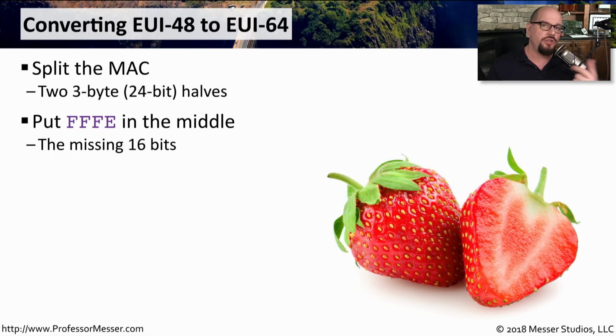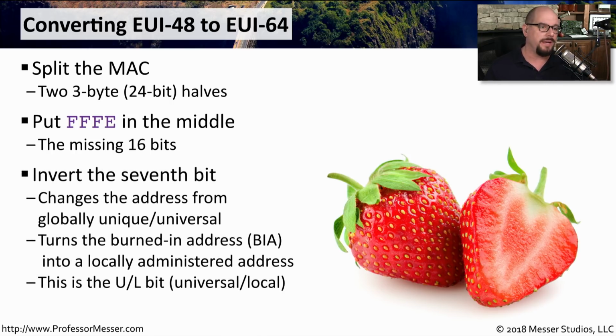Then we have to make a change to the original MAC address. There is the 7th bit that needs to be modified. This changes the address from being one that's a burned-in address to something that is a locally administered address. This is what we call the UL bit that changes it from universal to locally administered.